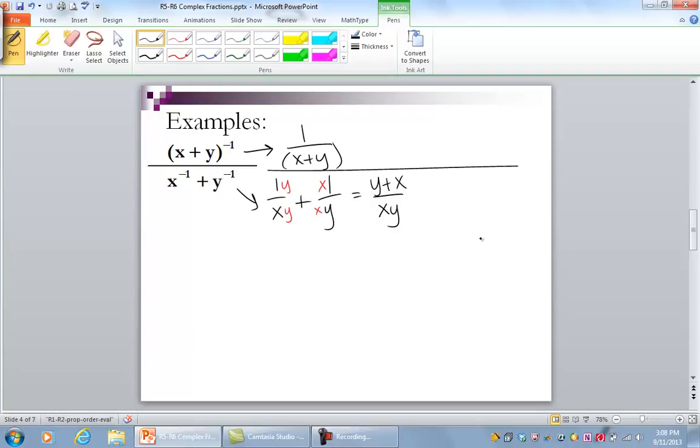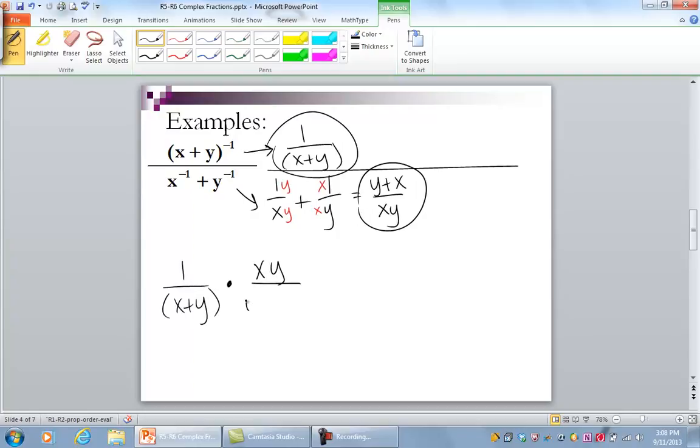Okay, so from here now I have one single fraction on the top, one single fraction on the bottom. Now I need to flip and multiply. So the top is still just 1 over x plus y times, I need to do the reciprocal of the denominator. So the xy is going to be on top, and the y plus x on the bottom. And you know x plus y and y plus x are the same thing.